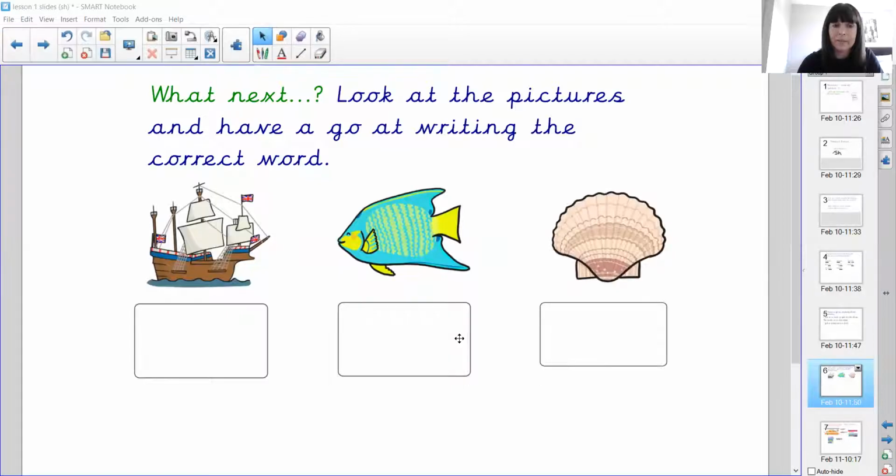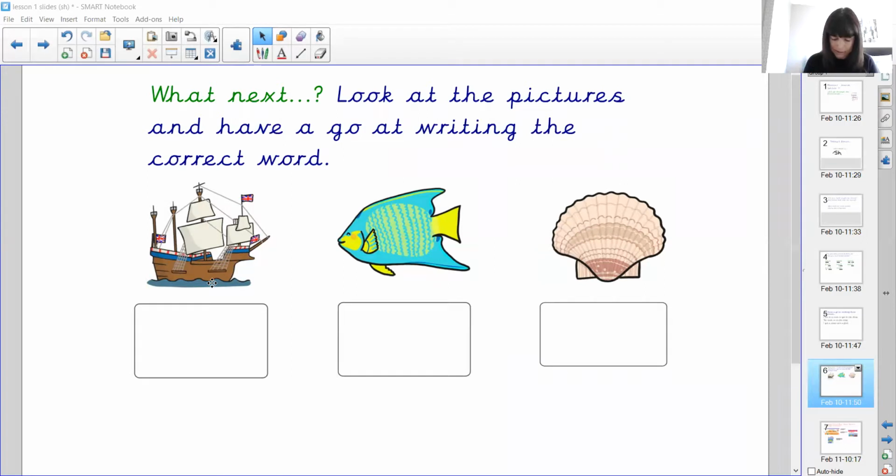So before we start looking at the new sound for today, I'm going to share my screen just to take you through the activity that we looked at yesterday and just check that you've got on with that okay. So our first picture is of a ship. So I'm going to write this time on a whiteboard. So we've got the first digraph that we looked at yesterday at the beginning. Ship. Okay, ship. Hopefully you got that.